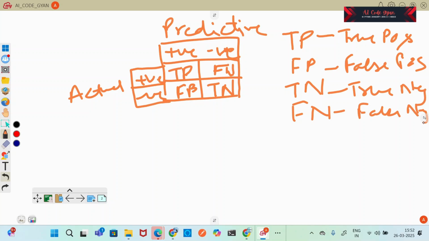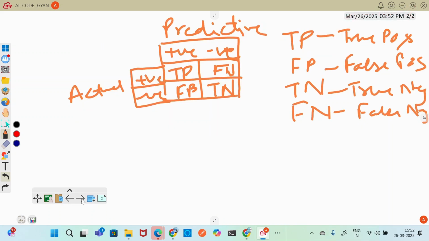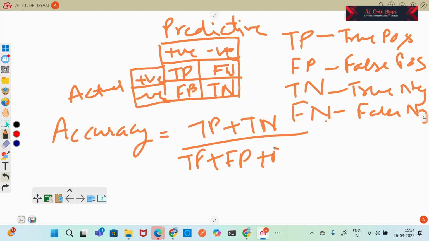Now there are 4 factors which we use to determine the metrics: accuracy, precision, recall, and F1 score. Let us start with accuracy. Accuracy is nothing but all results which were correct, that means predicted positive resulting in actual positive and predicted negative resulting in actual negative. That means TP plus TN divided by TP plus FP plus FN plus TN.